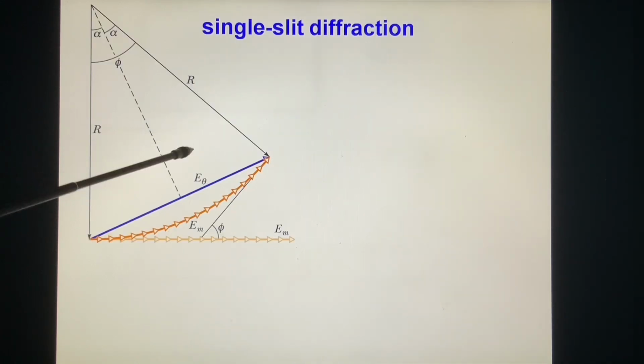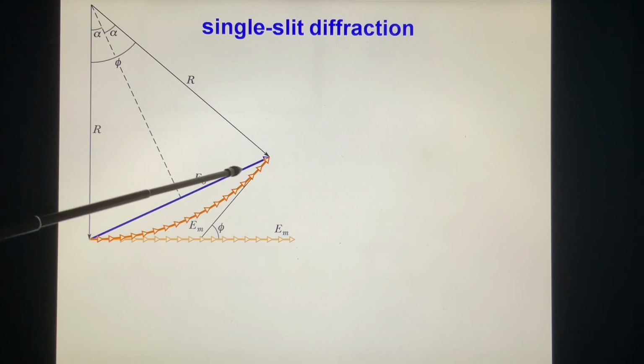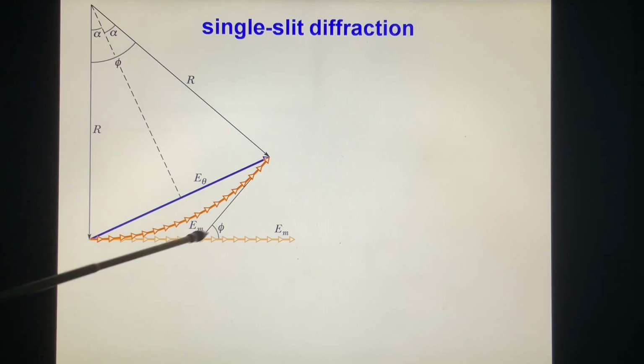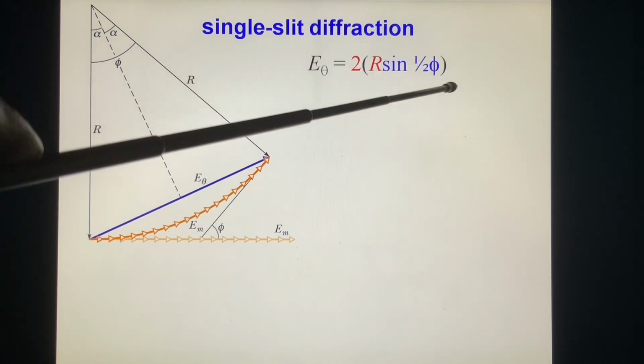Let's calculate E theta. Now we draw R and R perpendicular to this phasor. This is the E theta we have to calculate. This is a small phasor, and this phi is the phase difference between the top and the bottom line. We see the E theta from here is 2 times this one, which is R sine half theta. Now look at this. This is rectangular, and this is rectangular, so this phi equals this phi. This angle is half phi. So E0 is equal to 2 times R sine half phi.